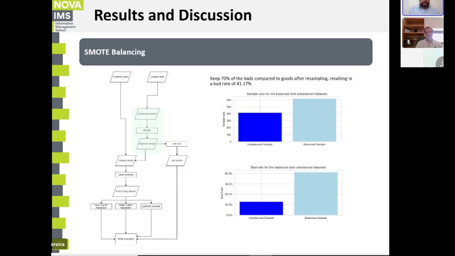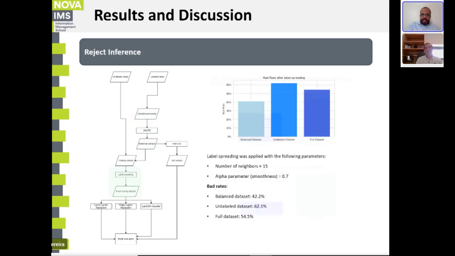As you can see, just going through, I applied SMOTE balancing. So basically from 13%, I got to a 42% bad rate in my final sample. And then I increased the sample by about 200 synthetic samples. Then the next step, applying the label spreading.